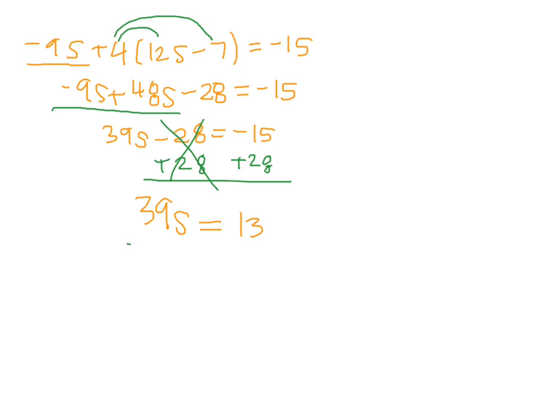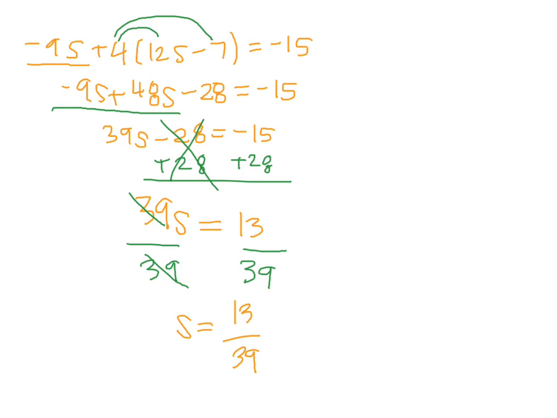Final step, I need to multiply or divide. In this case, I'm going to be dividing. And I'm left with s equals 13 over 39. Can that be simplified? Well, 13 is a prime number, and it can only be divided by 1 and 13. And 13 does not go into 39, so that means I'm done.